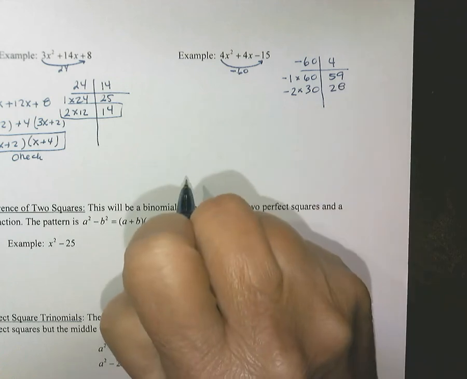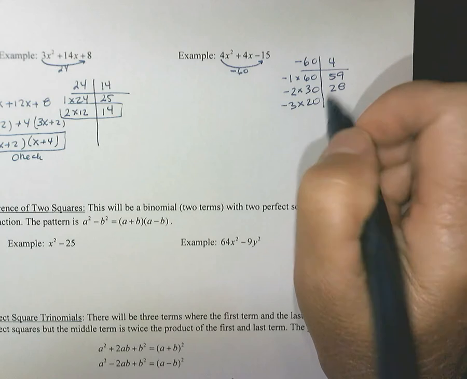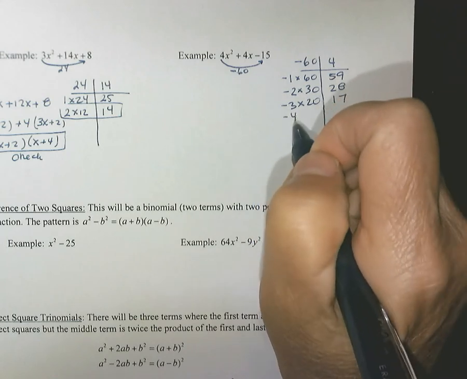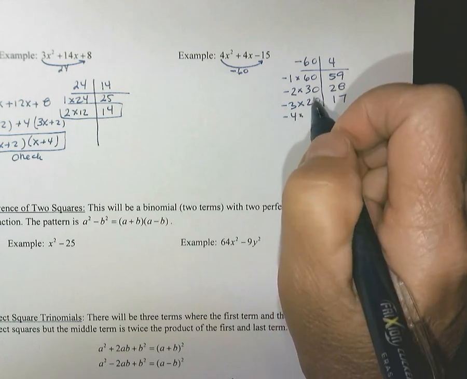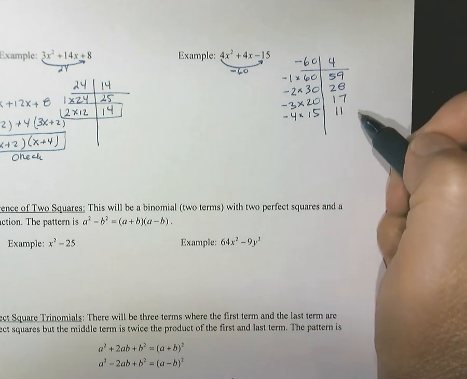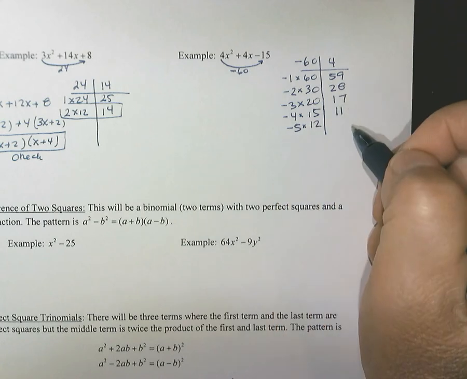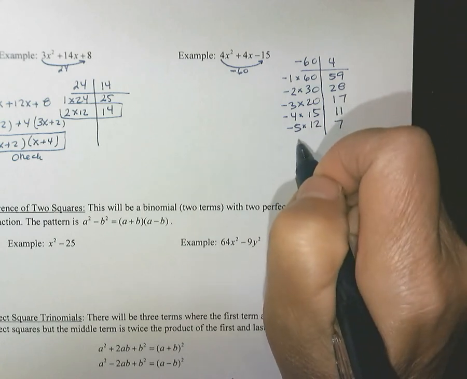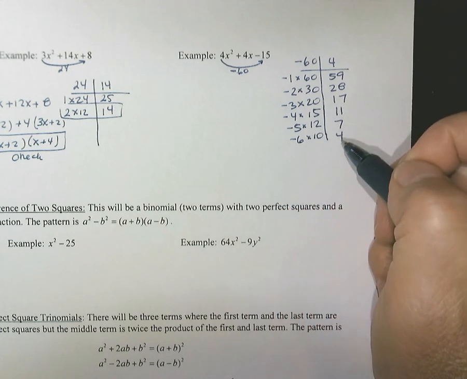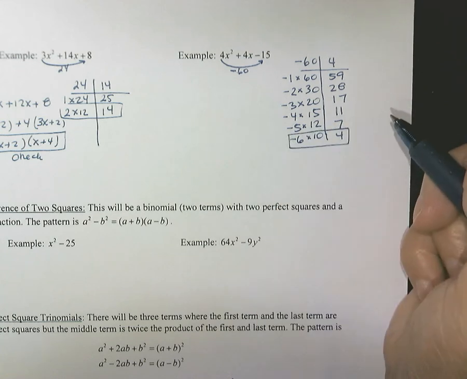That gives me 28. That's not it. Negative 3 times 20. That adds up to 17. That's not it. Negative 4 times 15. That gives me a positive 11. Still not there. Negative 5 times 12. That gives me a positive 7. Negative 6 times 10 gives me a positive 4. Were you getting worried? Because I was getting close to the end and I was running out of factors. There were no more factors after that.